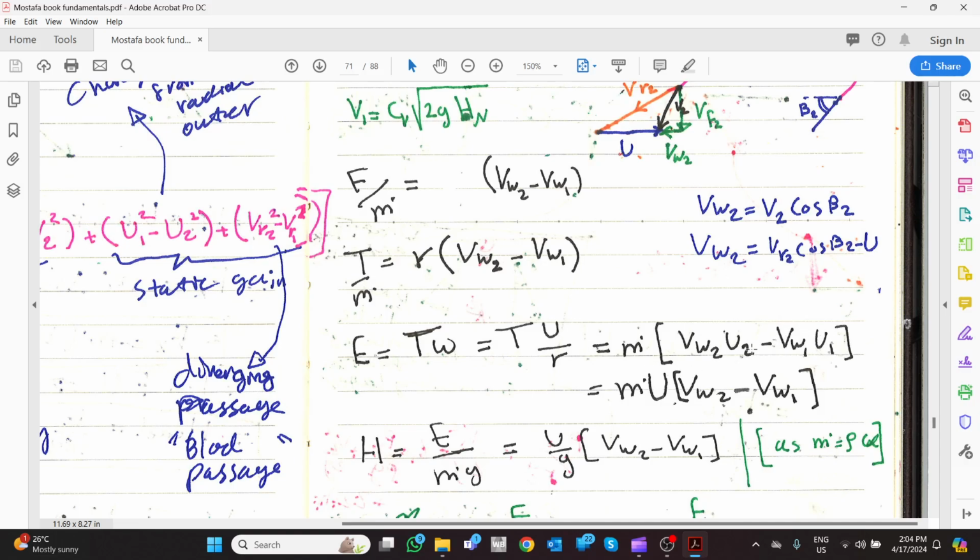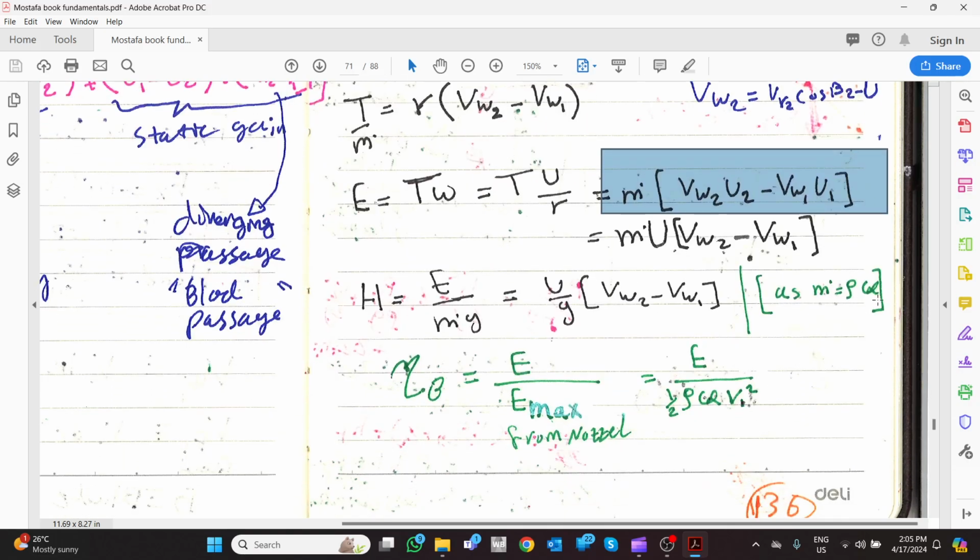Of course, if the u were not equal, we would need to keep it in this form, but because we know u is equal, put u outside, so it is m dot u times whirling velocity 2 minus whirling velocity 1. And the head, divided by m dot g, is u divided by g times the whirling velocity difference, as m dot equals rho Q by the way.